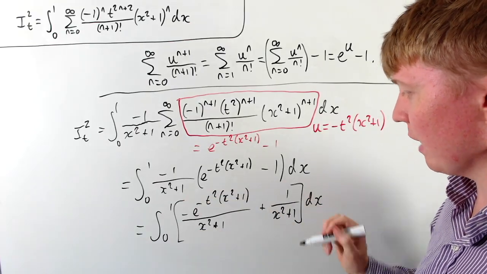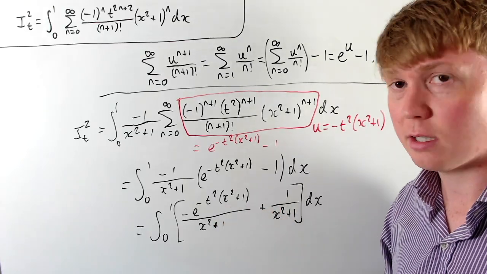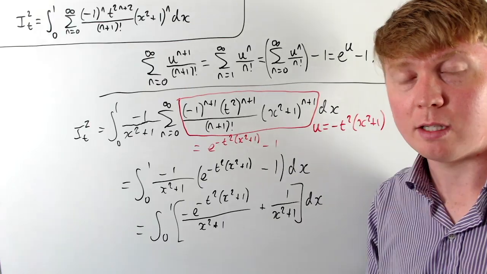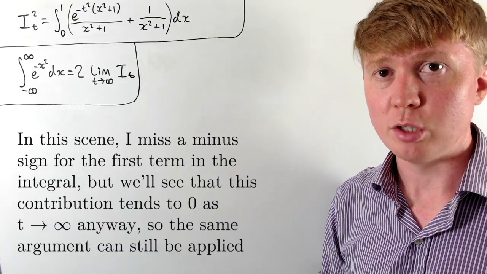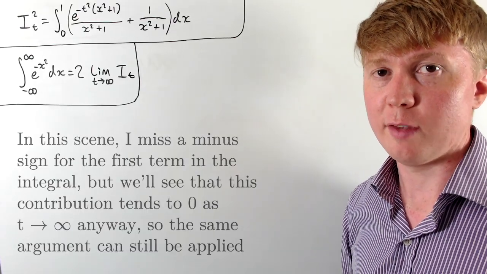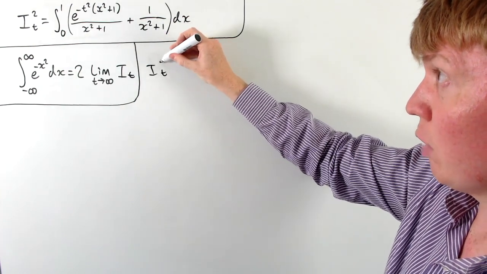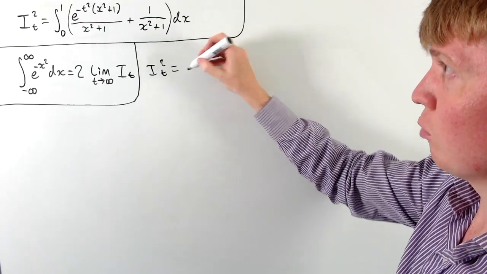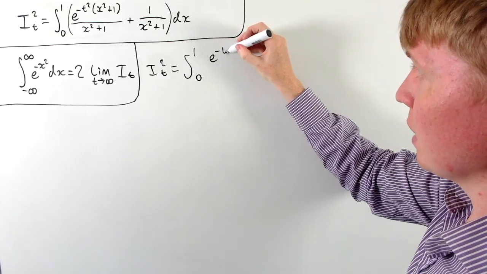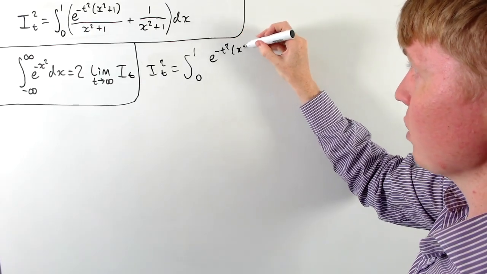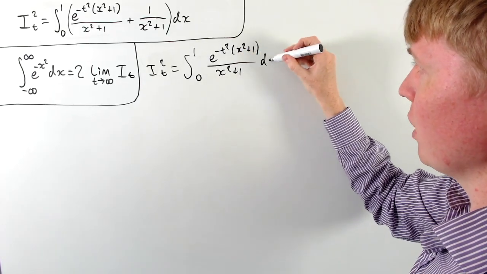So you can see this 1 over x squared plus 1 is a standard integral, and we just need to think a bit more carefully about this when we take limits as t goes to infinity. So first of all, this integral of 1 over x squared plus 1 just gives us arctan of x, evaluated between 1 and 0. So this will give us a nice way of rewriting this sum in our integral. We can actually write the whole integral as a single integral from 0 to 1. We keep this e to the negative t squared times x squared plus 1 all over x squared plus 1 integrated with respect to x.